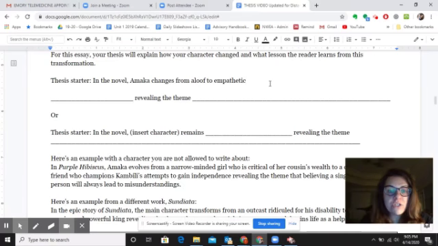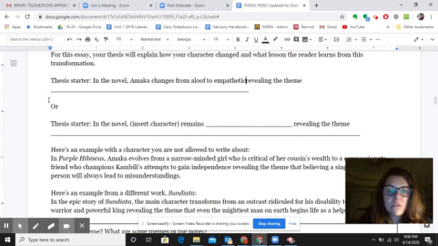Okay, she changes from aloof to empathetic. Another word is also compassionate, like she cares about others, she cares about Kambili, either one of those. But notice I'm trying to use bigger words than maybe I would use in everyday speech because this is an essay and I want it to sound good and I don't want to be using the same words as everyone else. So that's why I suggest using a thesaurus, looking up synonyms.